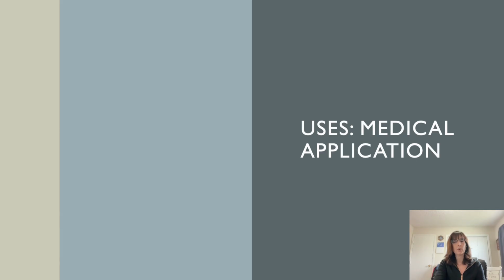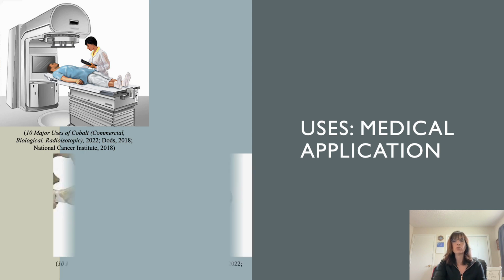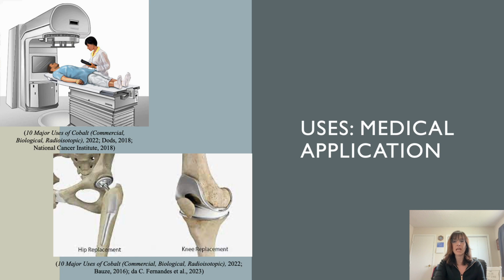Cobalt has many important uses in the medical industry. Cobalt-60, a radioactive form of cobalt, is used in radiation therapy, while radioactive cobalt-57 is used for medical testing, sterilizing medical equipment, and even food. Because cobalt is so strong, it is used in knee and hip replacements and even dental implants.